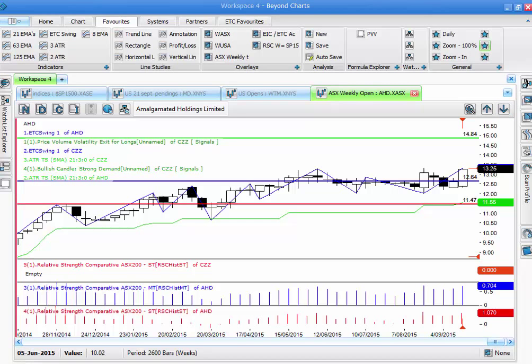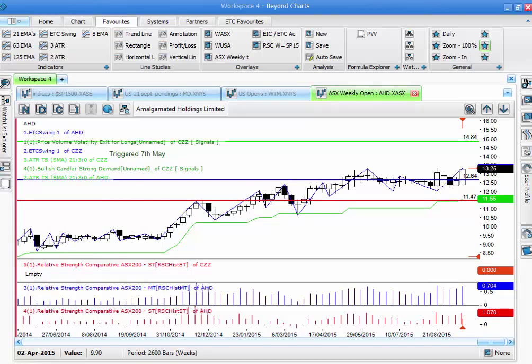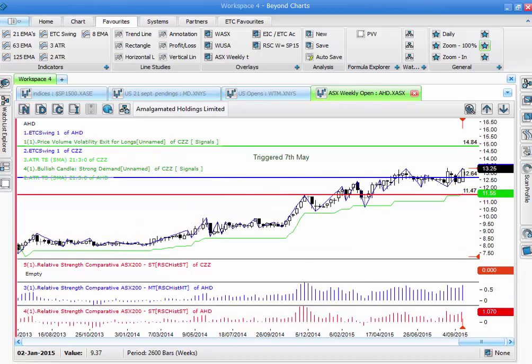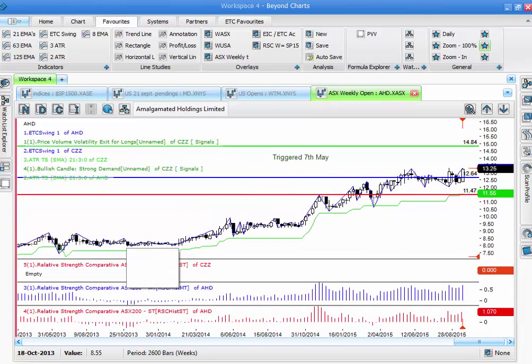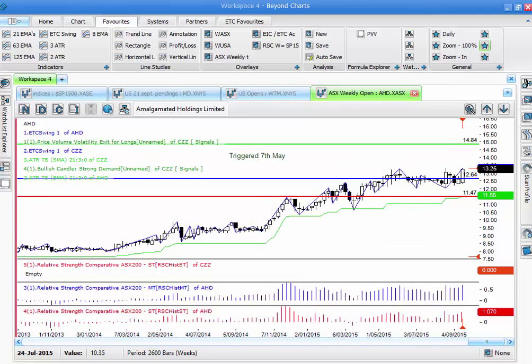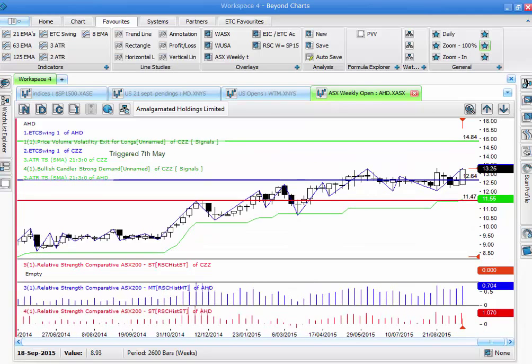AHD, again, if we just zoom out and have a bit of a look at how this has performed, and again, a wider trailing stop has allowed the market to push this upwards. It's given it enough room to swing around and keep you in a trade. And just recently, really good relative strength.